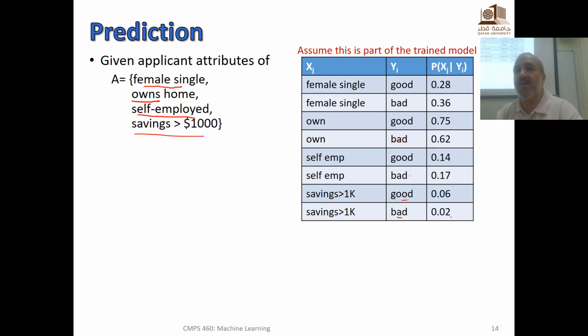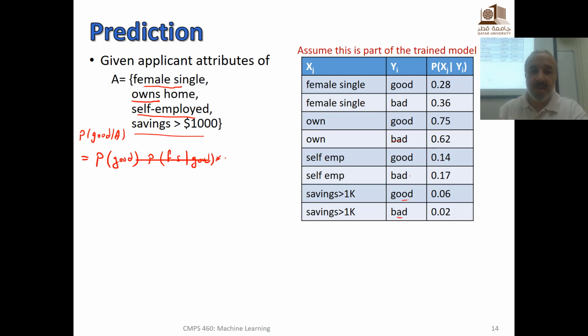Now, how can we do the prediction? We do the multiplications, right? Can I write it as an expression here? Let's say that I want to compute the probability of good given A. It will be probability of good times probability of female single given good times probability of owns given good times probability of self-employed given good times probability of savings greater than 1,000 given good. Right?